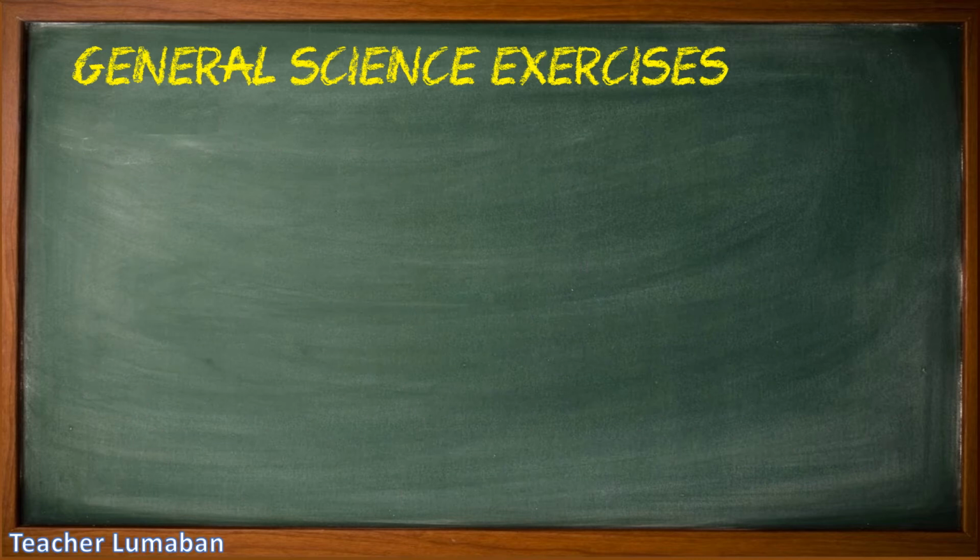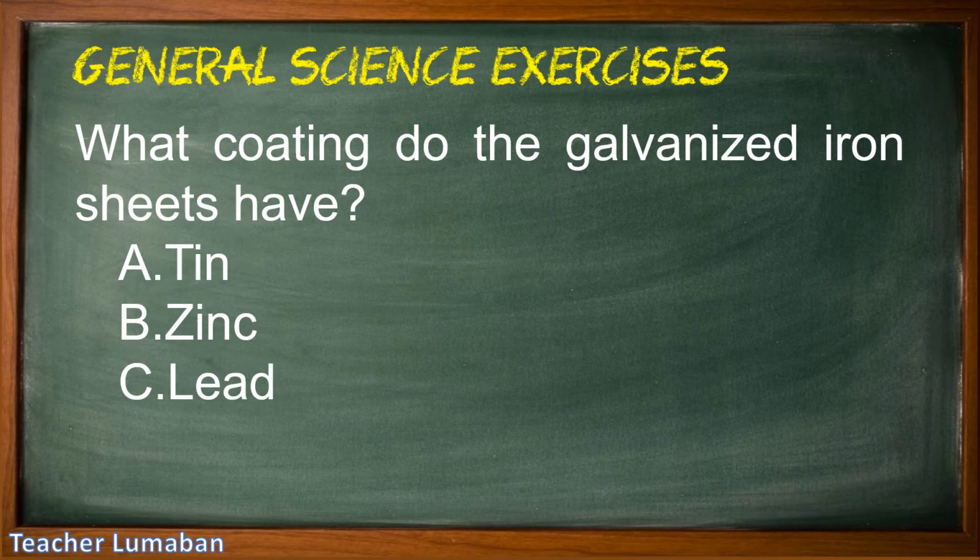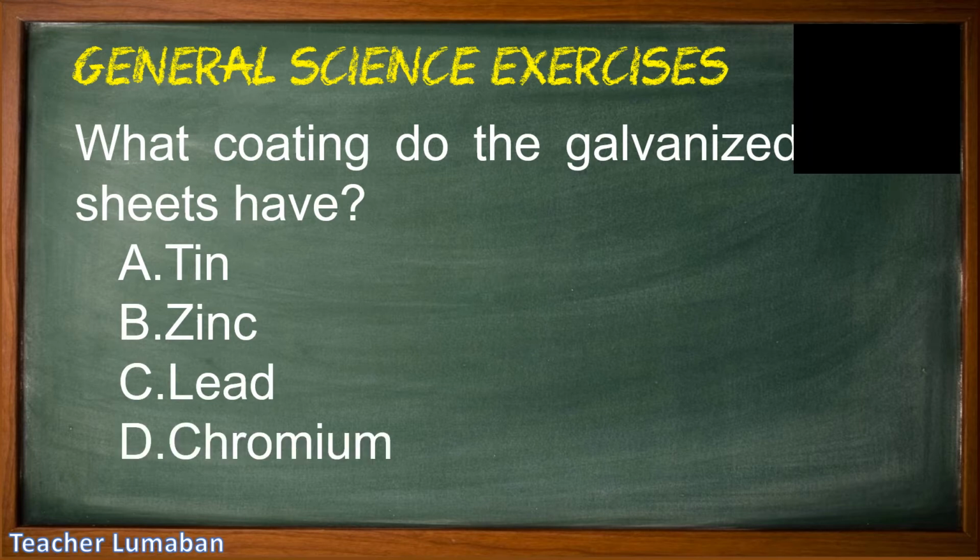What coating do the galvanized iron sheets have? Letter A, tin. Letter B, zinc. Letter C, lead. Letter D, chromium. Choose the suitable answer from the following choices in 5 seconds.